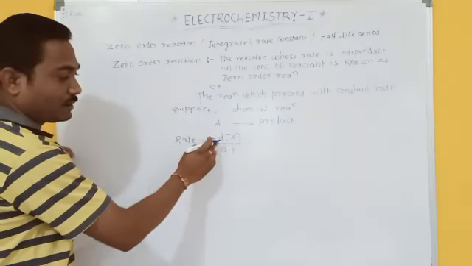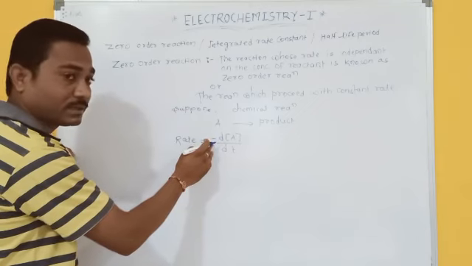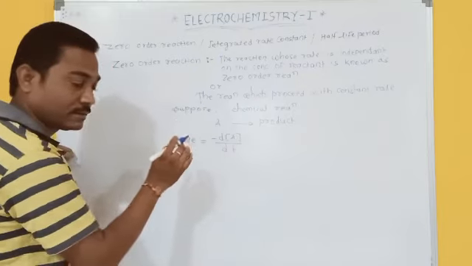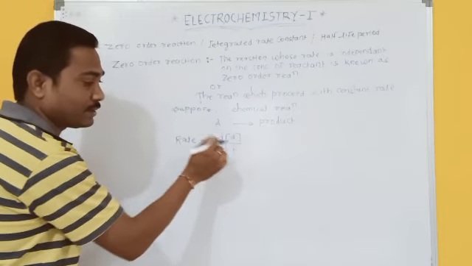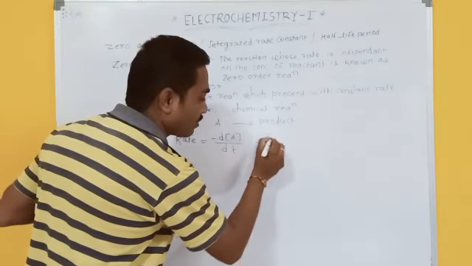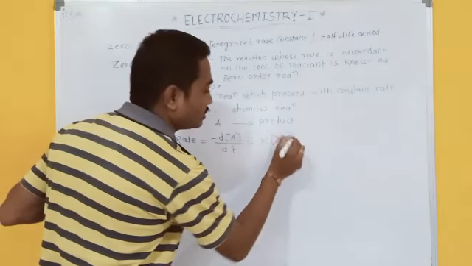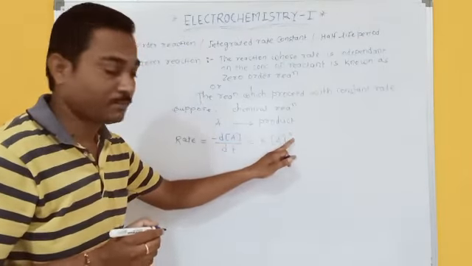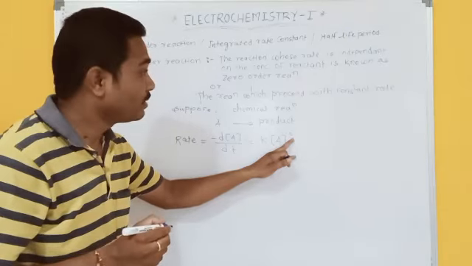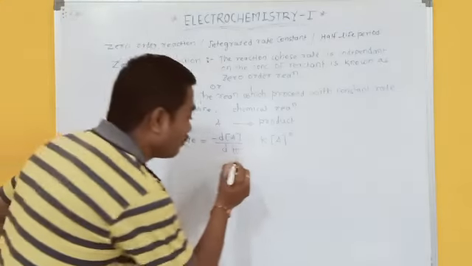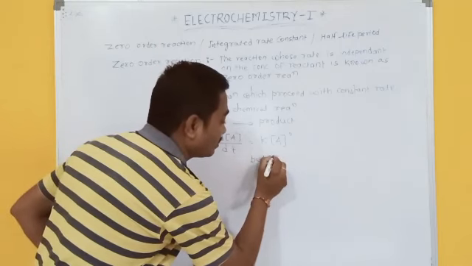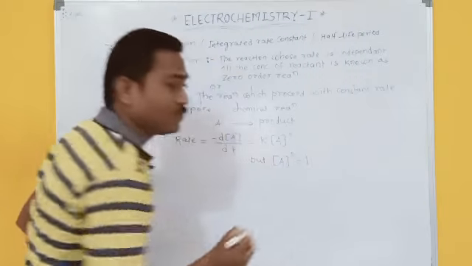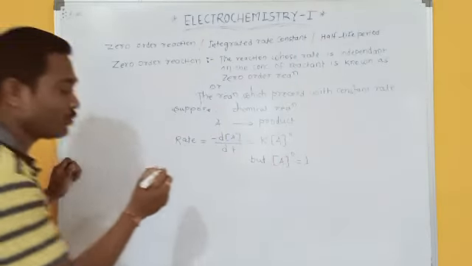Rate is equal to minus. Why do we have to use a minus sign here? Because the concentration of reactant decreases in any reaction. Rate is equal to minus dA by dt is equal to K concentration of A to the power 0. Why do we write 0 here? The power of the concentration term is 0 because this is a zero order reaction. But we know that the concentration of A raised to power 0 means 1. Therefore, put this value in the above equation.